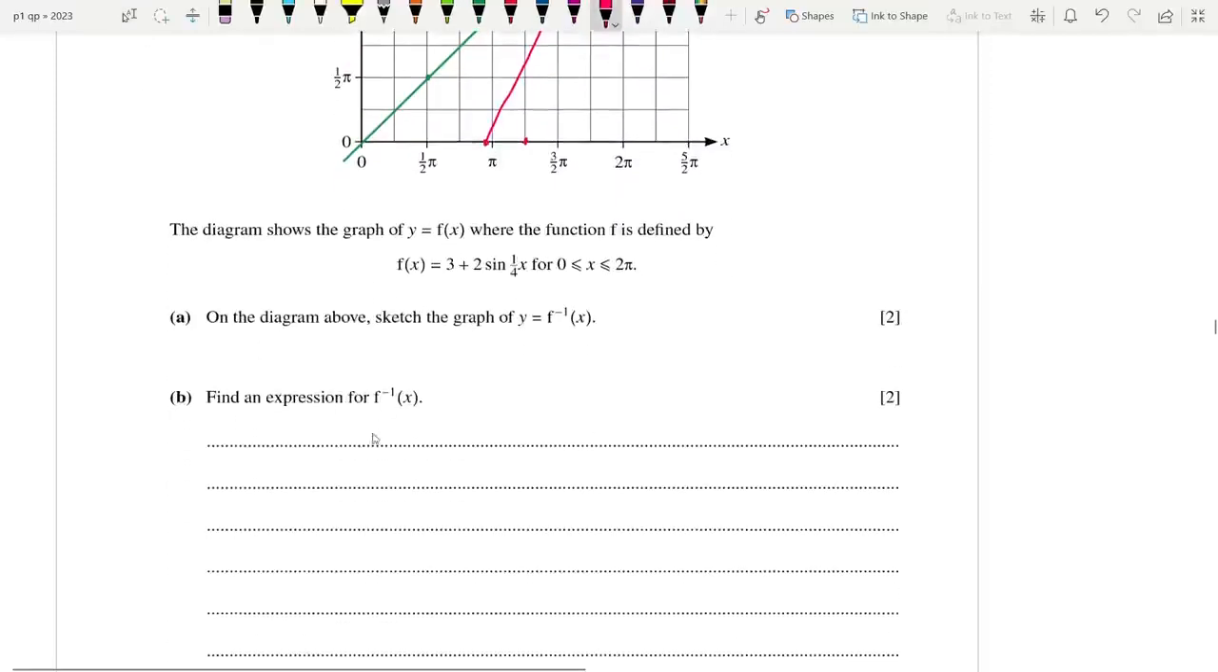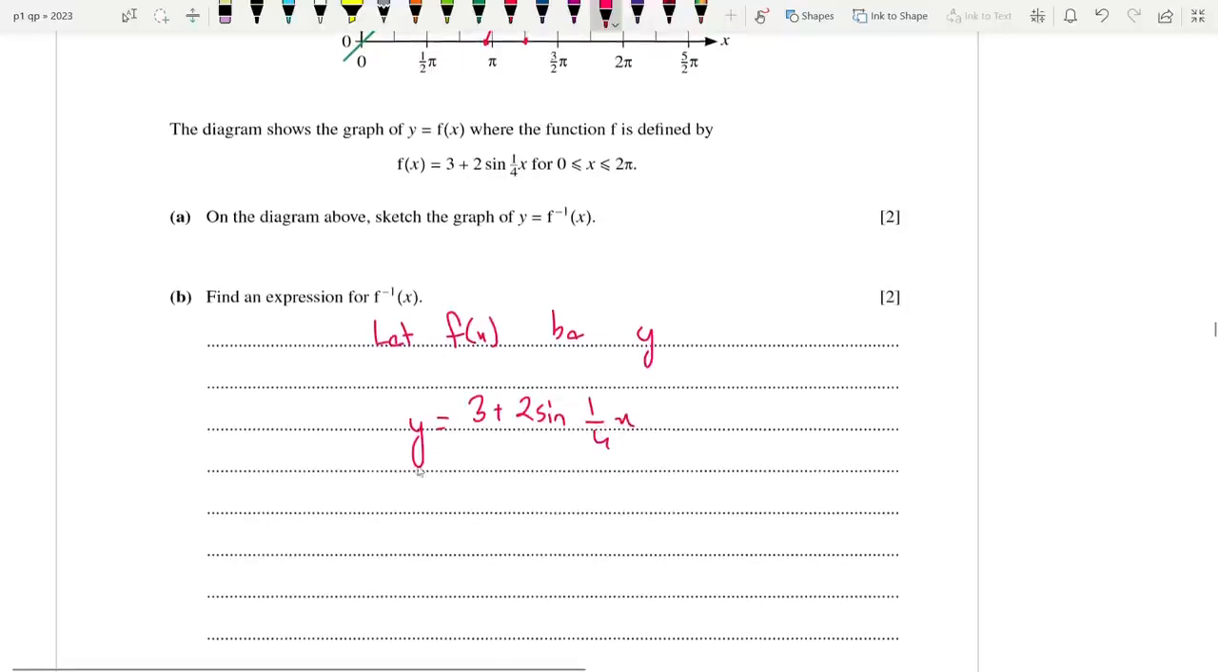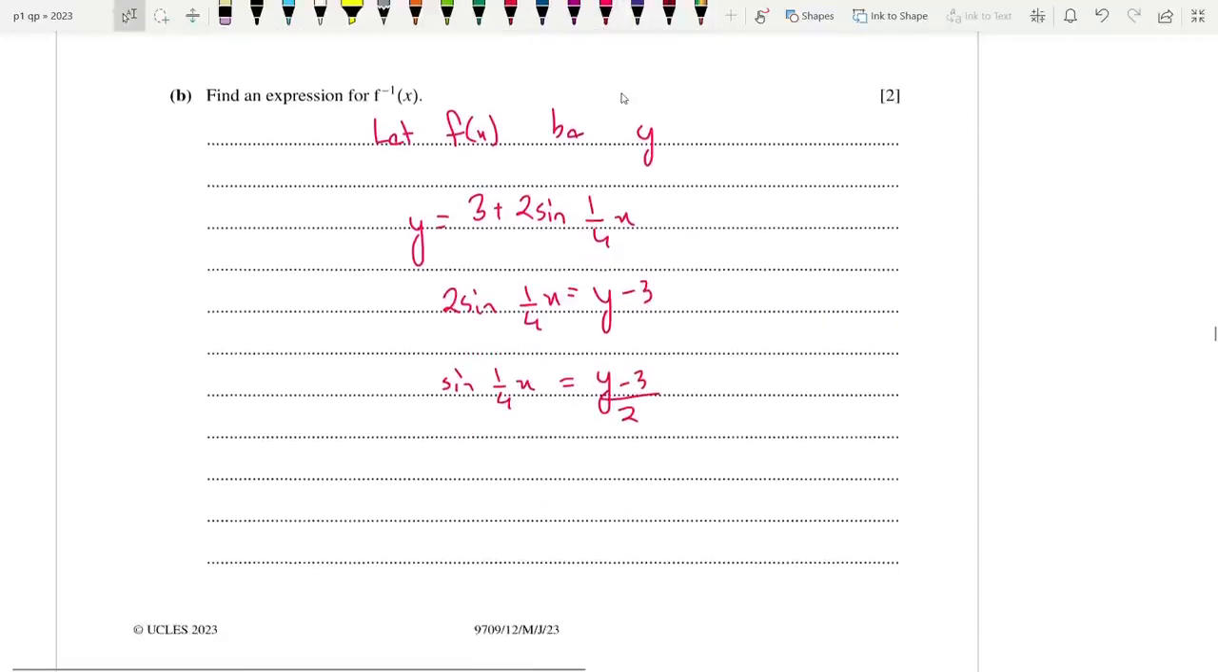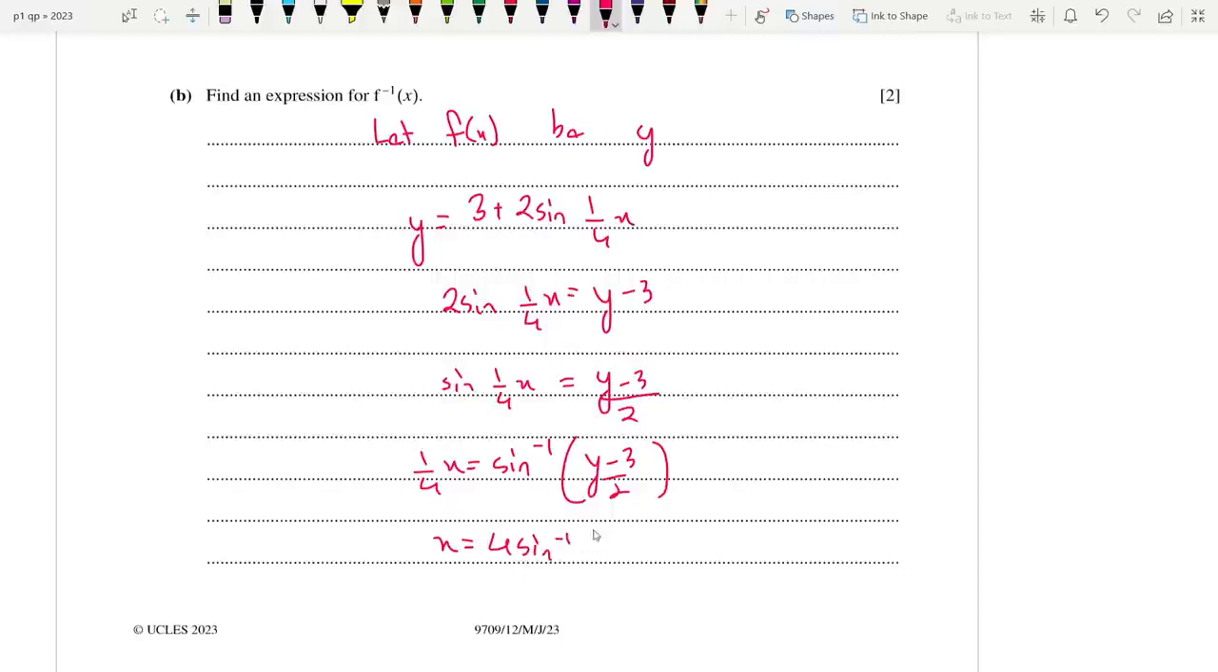Find an expression for f inverse. So let f x be y. Sine 1 by 4 x equals y minus 3 by 2. So ultimately 1 by 4 x equals sine inverse y minus 3 by 2, or x equals 4 sine inverse y minus 3 by 2. And ultimately, therefore, f inverse x equals 4 sine inverse x minus 3 by 2.